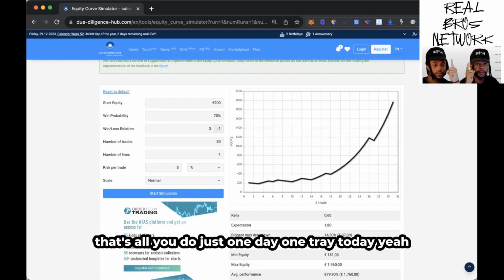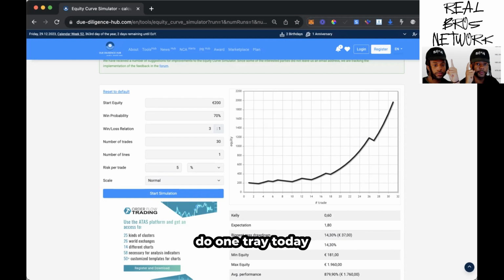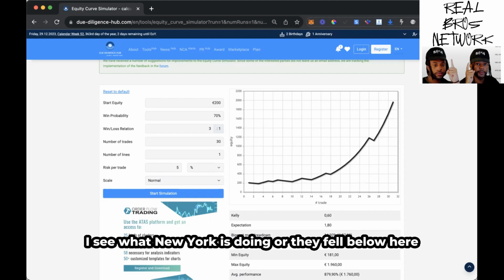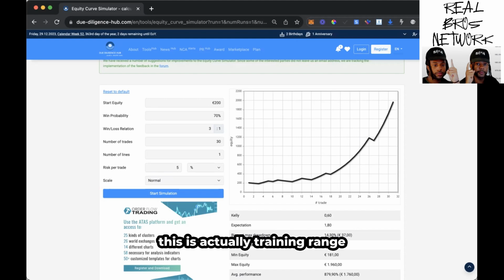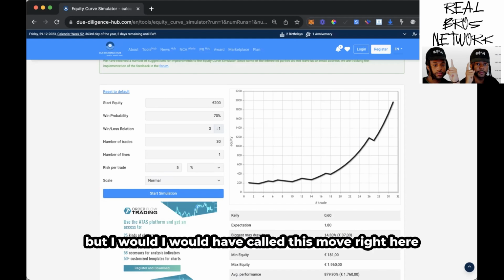That's all you do? Just one trade a day? Yeah, I do 1 trade a day. That's it. Wake up in the morning in New York. I see what New York is doing. All right, they fell below here. They came back. They broke above. This is not a good New York session. This is actually a trading range, but I would have caught this move right here.